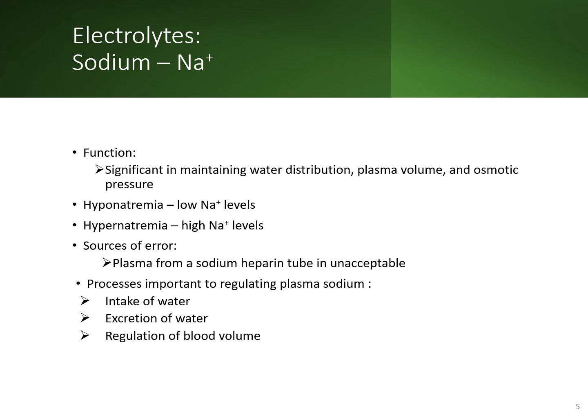Processes important to the regulation of the plasma sodium include the amount of water that you take in and the amount of water that you excrete. So if you're not drinking enough, that can affect it. If you're not excreting enough, for example, if the kidneys are failing, then that can cause some fluctuations if you're not properly removing the waste. And the regulation of blood volume. So your blood volume in general can also play a role in this.